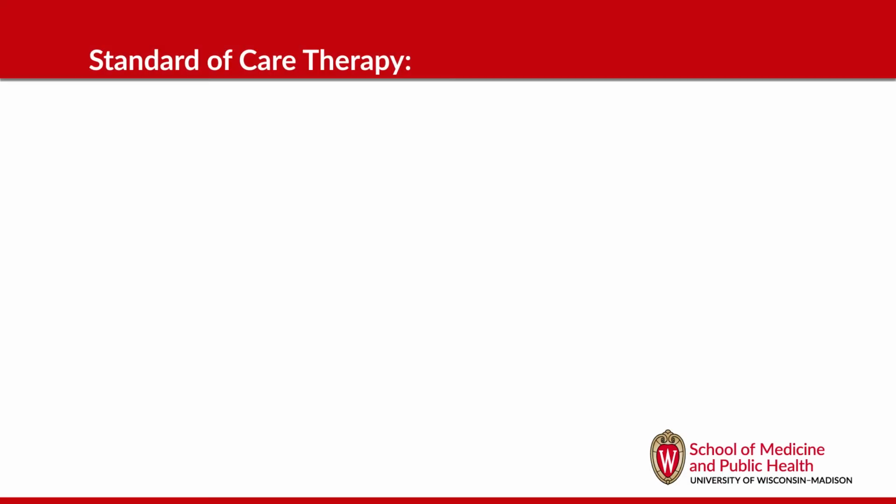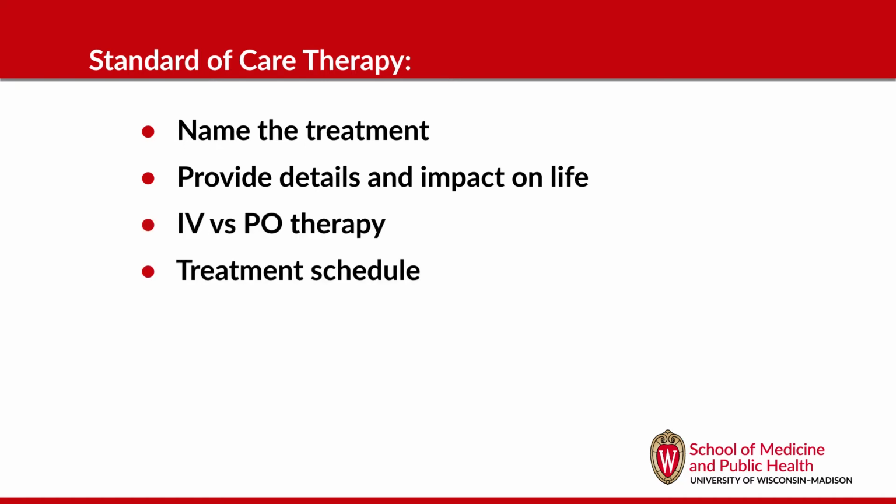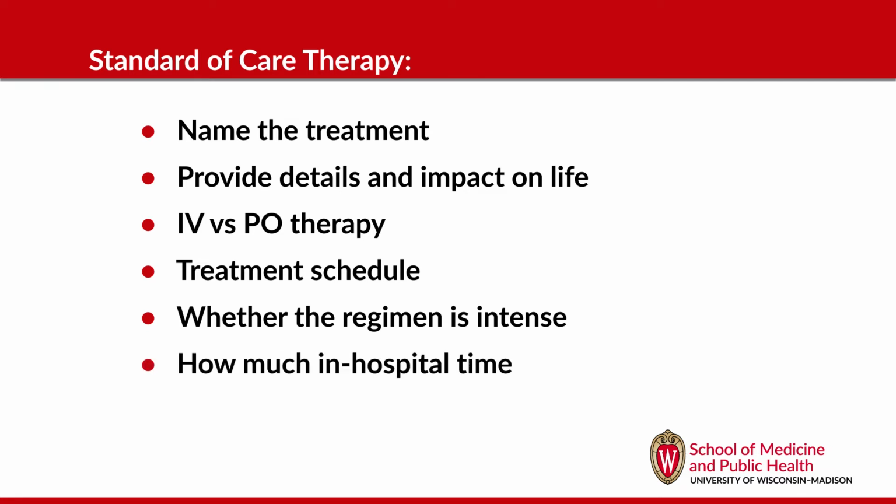Let's shift our attention to the next option, standard of care therapy. Remember, for each option we name the treatment, discuss the impact, and indicate its effectiveness. First, name the treatment: chemotherapy, bone marrow transplant, etc. Next, provide the details and impact on life: IV versus oral therapy, how often medication would be administered, whether the regimen is intense, how much in-hospital time.